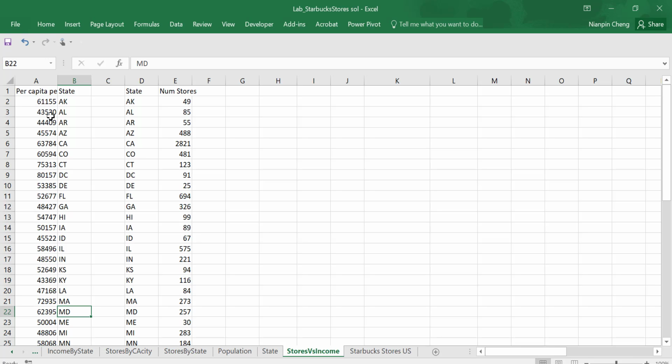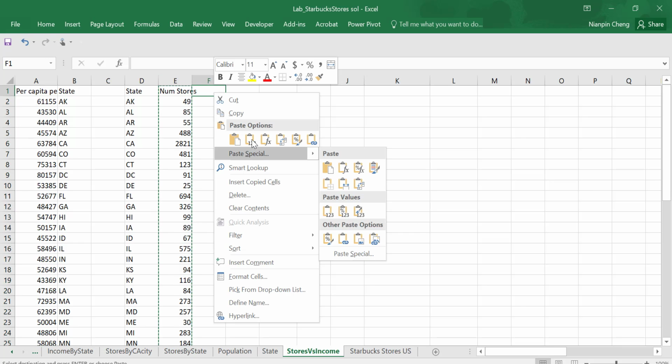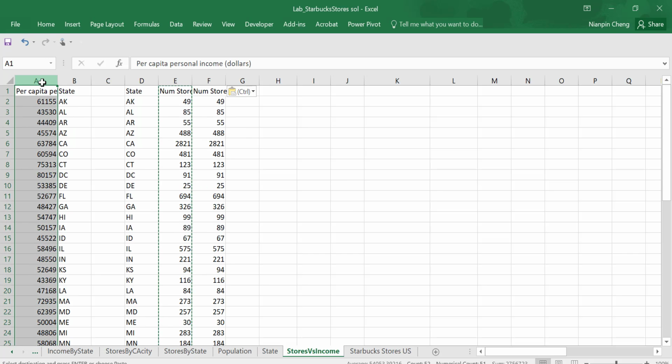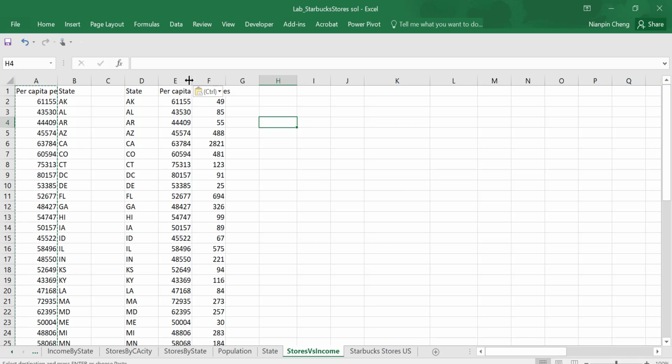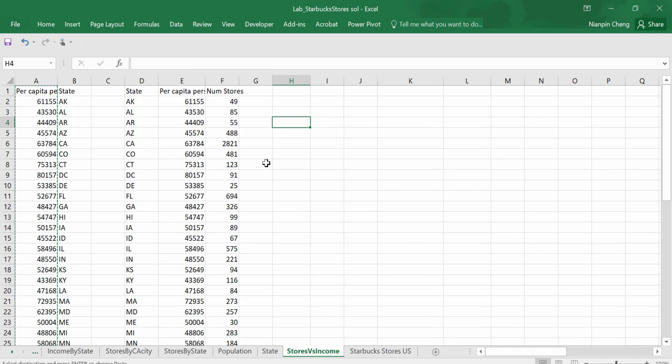So here we're more interested in whether it is possible that high income indicates more Starbucks stores. If this is the case, we will put the number of stores as the second column, which is the response variable. And then this one as the x-axis, which is the independent variable or explanatory variable. If you try to use the number of stores to predict people's income, you just reverse these columns.